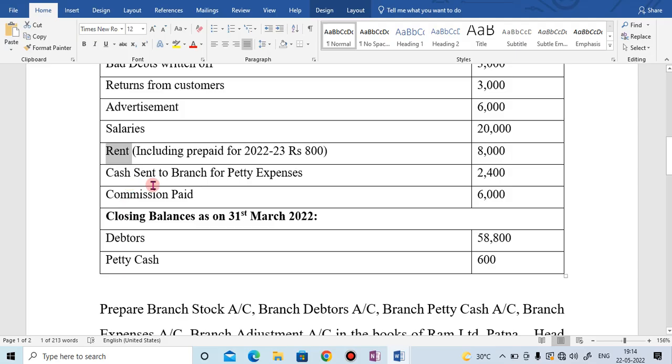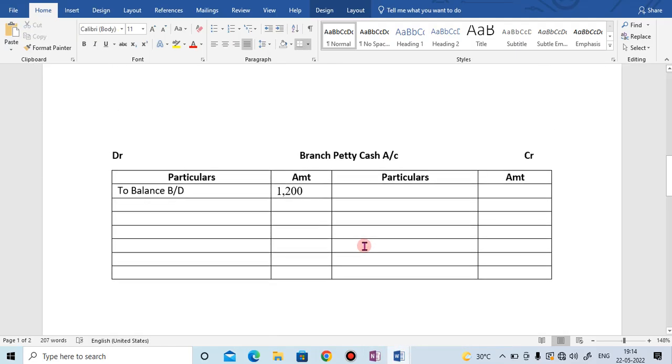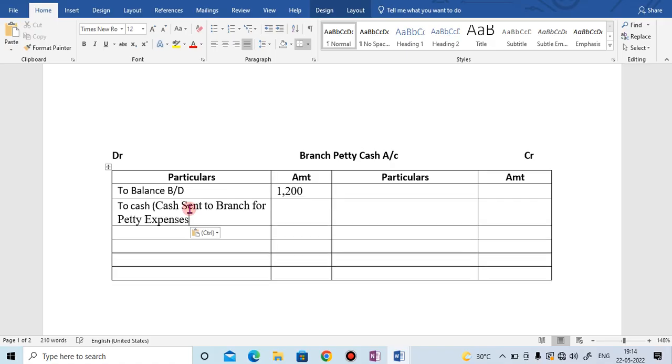Next is cash sent to branch for petty expenses, 2400. So this will come in the branch petty cash account, on the debit side, to cash. Reason: cash sent to branch for petty expenses, 2400.